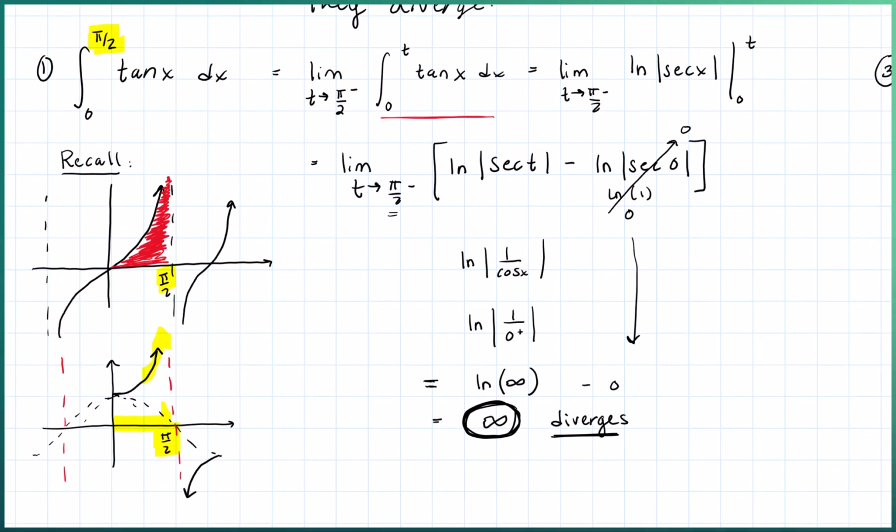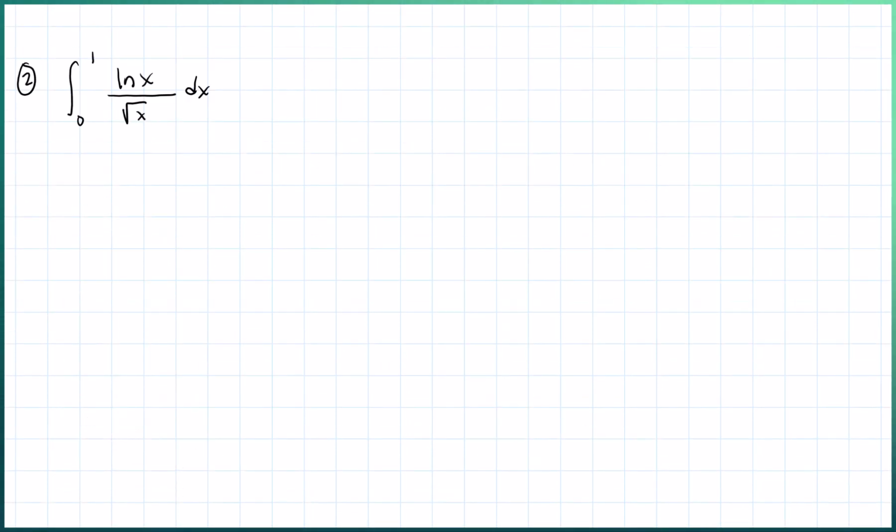All right, let's look at another one. Okay, so let's take a look at this guy. We're taking the integral of the natural log of x over the square root of x dx from 0 to 1. Now, I'm not going to give the graph of this. This is not a graph that I think we would just know off the top of our heads, but we could go to a graphing utility like Desmos to graph it.